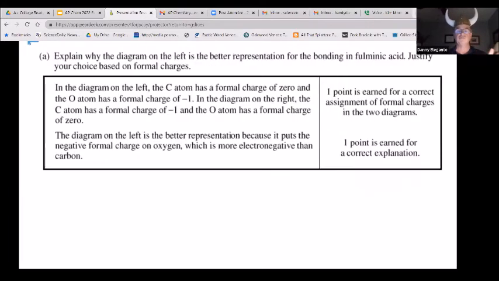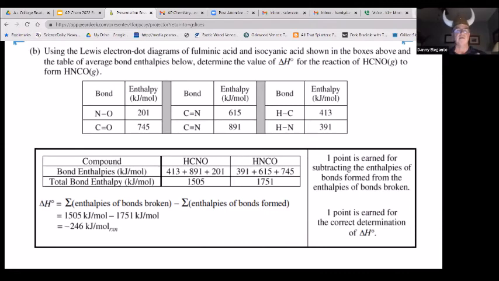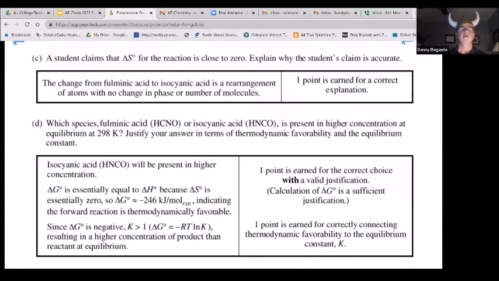So 2 points for A, 2 points for B. Let's look at C. There's no change in the phase. So we didn't go from a liquid to a solid or liquid or whatever. So it's a gas and a gas. And there's no difference in the number of molecules. So 1 molecule of gas becomes 1 molecule of gas. If you had just said that 1 molecule of gas becomes 1 molecule of gas, and therefore the entropy is about the same, boom, you get a point.